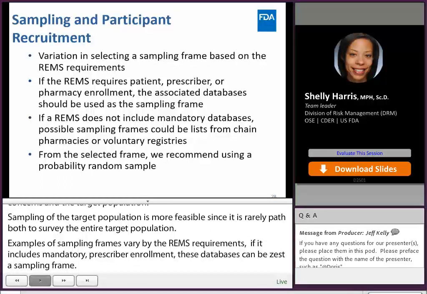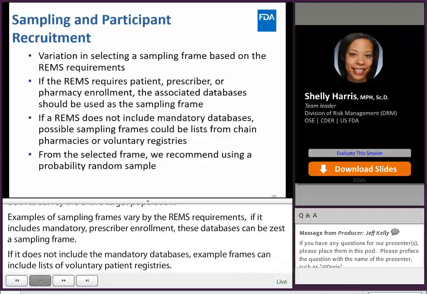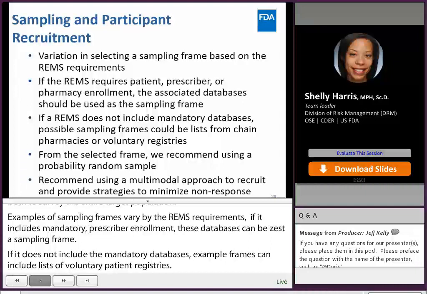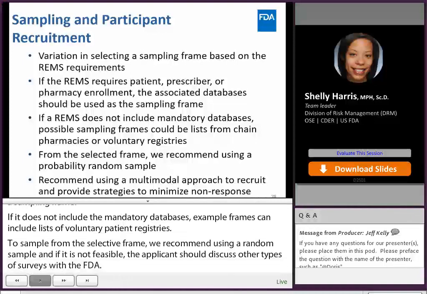To sample from the selected frame, we recommend using a probability random sample. If this is not feasible, then the applicant should discuss other types of surveys with the FDA. We also recommend using a multimodal approach to recruit participants, such as mail, email, and phone. The applicant should provide strategies to minimize non-response, such as social validation or follow-up using different modes than initial contacts.